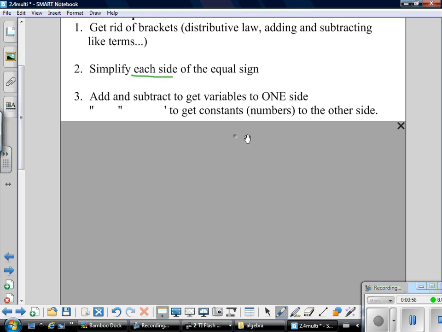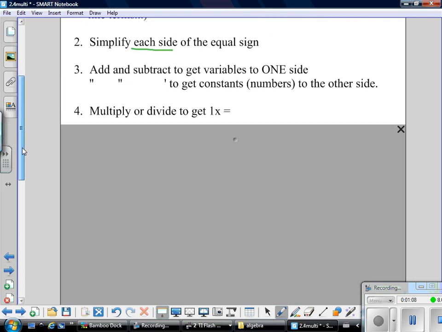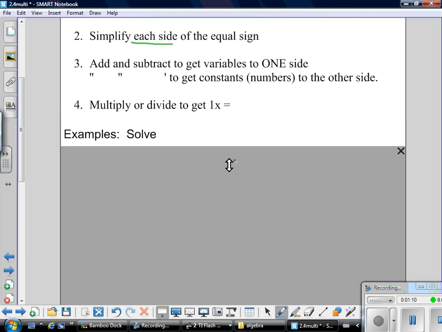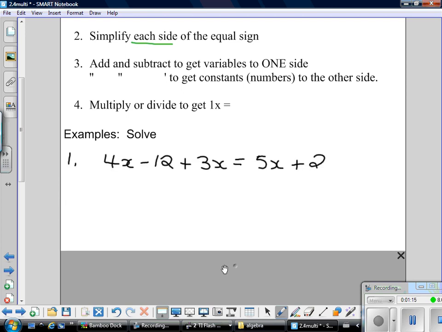Then what we do is we want to multiply or divide to get a positive 1x equals something. Okay, so those are pretty much the steps that we're going to follow. Okay, and so let's try some examples together. It says solve. And here's the first one.